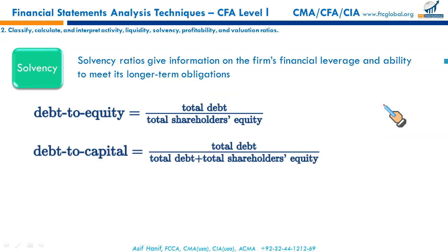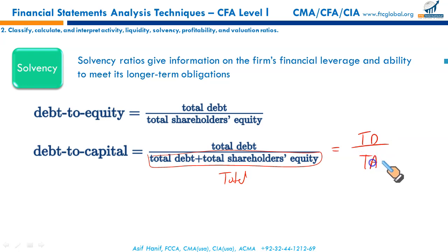Next, debt to capital. Total debt means the current liabilities and long-term liabilities divided by total debt. The same numerator is in the denominator as well, plus total shareholders' equity. Basically, this is the total of your total assets. So basically, debt to capital is the same as debt to assets. Total debt upon total assets, or total debt upon total debt plus shareholders' equity. The total is the same because it's the balance sheet.